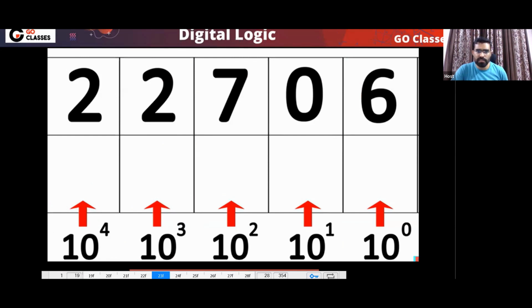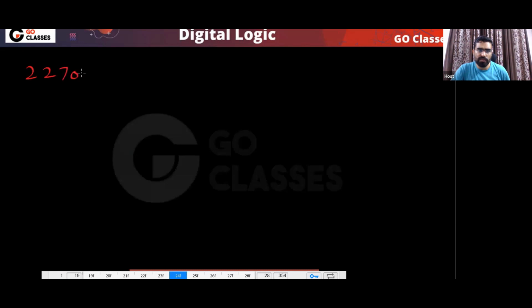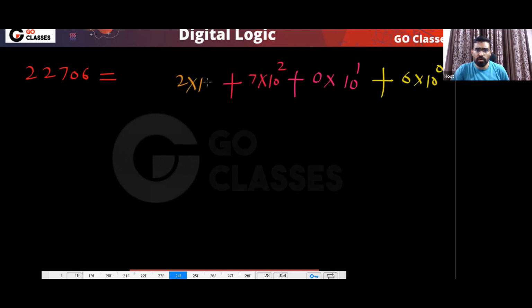So finally, if you have this number 22706 in the decimal system, I can say how many ones you have: these many ones, plus how many tens you have, 0 tens, how many hundreds you have, these many hundreds, how many thousands you have, 2,000s, and how many 10,000s you have. Okay, there are 2 10,000s. So like this you will write. Is this clear to everyone? The decimal system, is this clear?